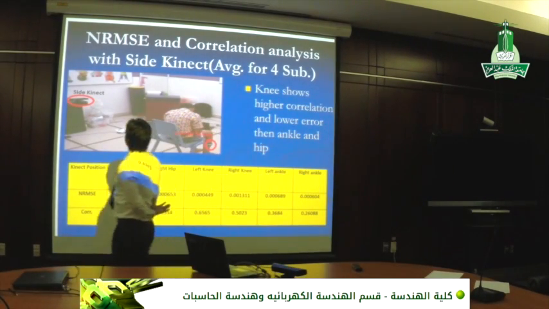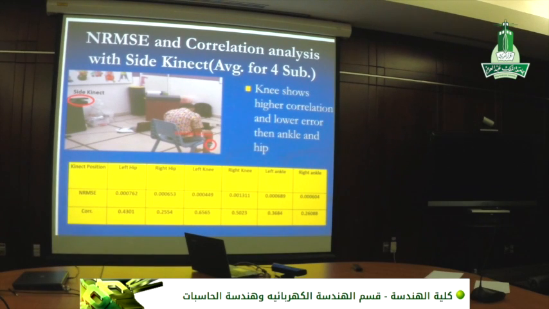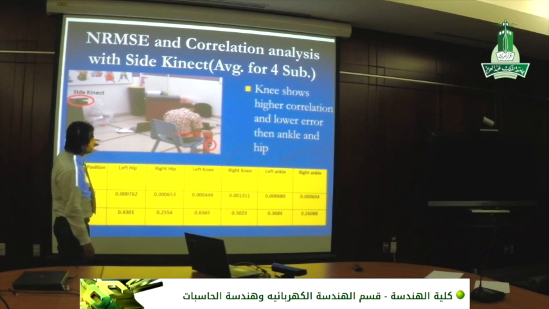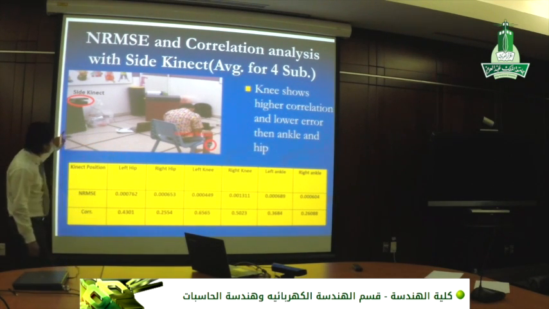This study, the normalized root mean square error and correlation analysis for the side Kinect, was one of the key studies that we wanted to see: how the side Kinect would function and whether it would provide really good data as compared with the front or not. This study would have been key for the physiotherapist and for tracking the subject, but it didn't work out.